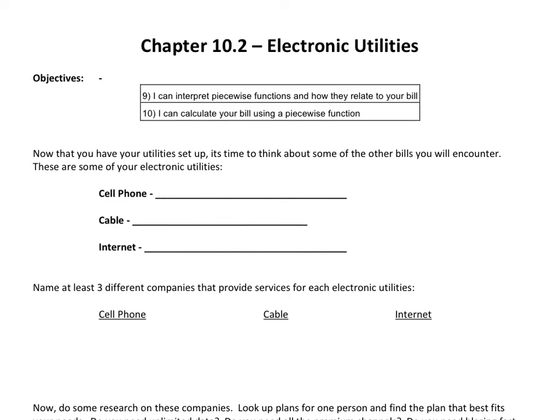Okay, so today's lesson is on electronic utilities. Today we're going to look at what sort of electronics things you're going to be expected to pay. Three of the big ones are a cell phone, cable, and internet. There are varying price points for all three of them, and even some of them, like cable, you don't necessarily need to have.